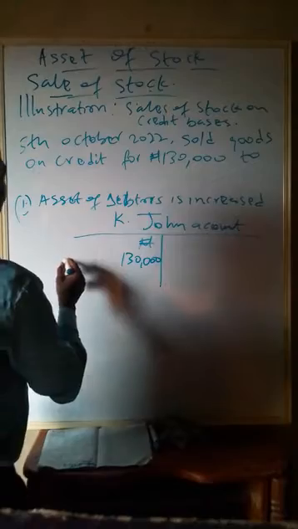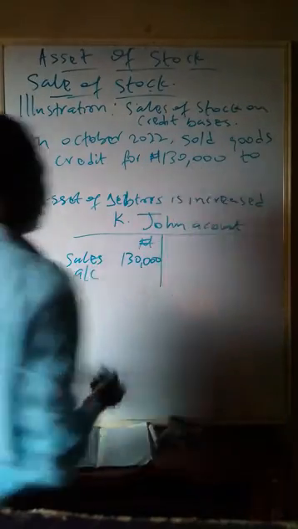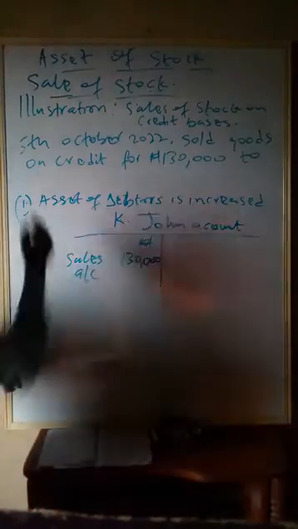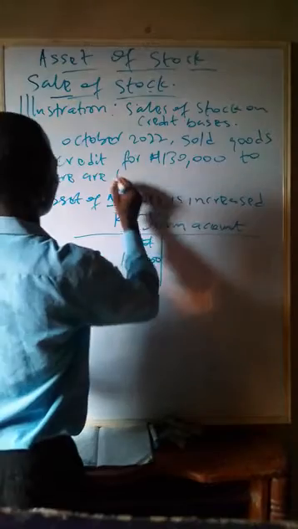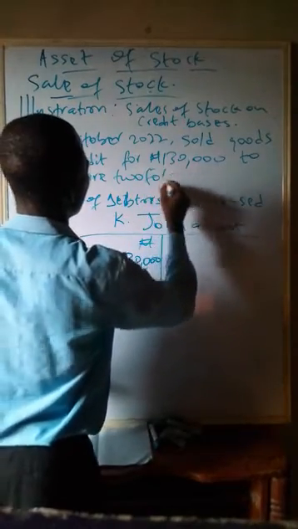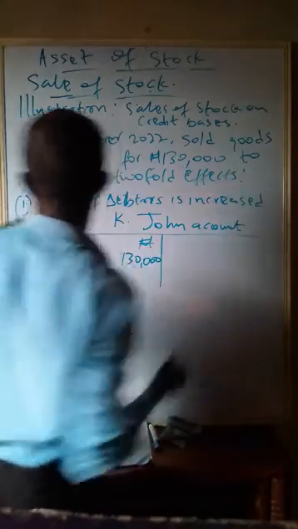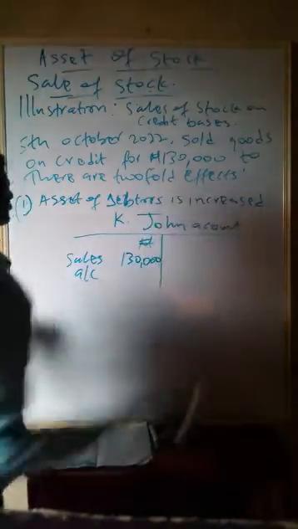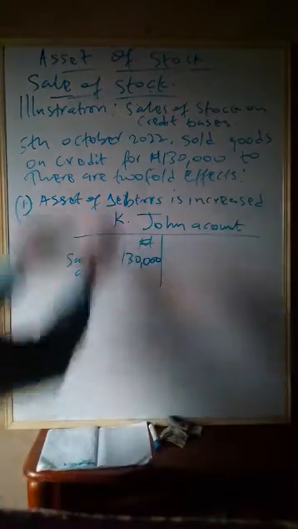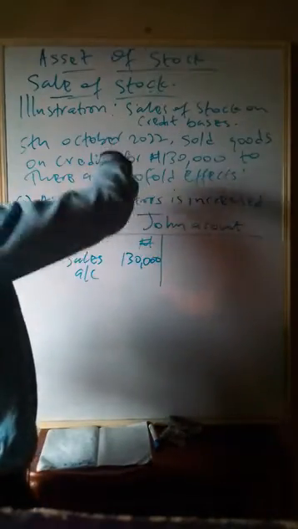The corresponding entry is the sales account. Do you see? This is the first of the twofold effects. Column 1: asset of debtors is increased. And who is our debtor? K John is our debtor. So the asset of debtors has increased.